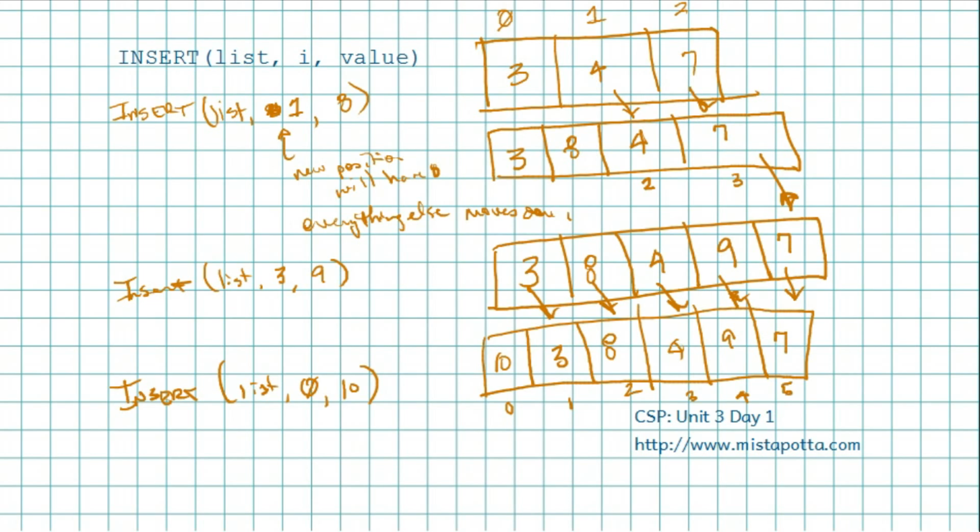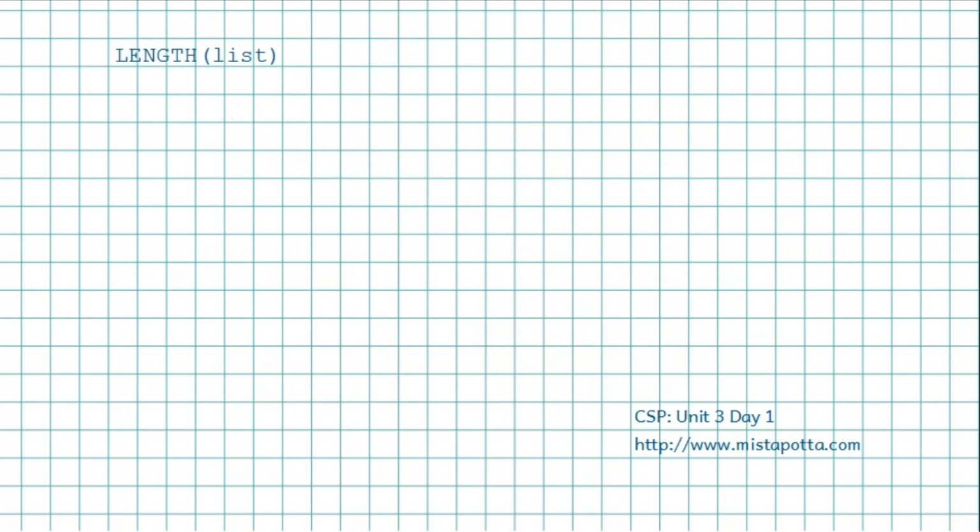Again, it's important for us to remember that our first position is position 0, and that means that our length is always going to be one more than the index of the last position. And that's important because when I talk about the length of a list, the length is always one more than the last position.